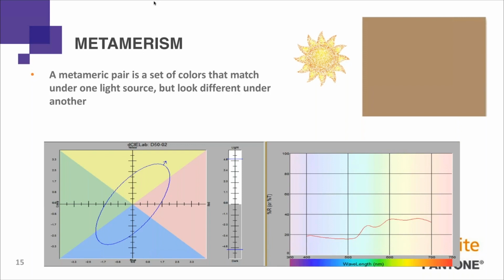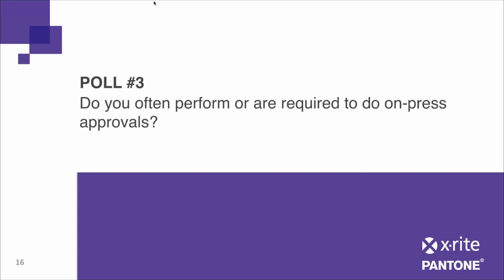In the graphic at the bottom, we've got it plotted on the left side in the LAB color space, and on the right side a spectral curve that represents that color. If I change the lighting, the illuminant condition, and I measure this under cool white fluorescent, I can see that the LAB value is actually still pretty close. But when I put the cool white fluorescent on this, I get a different look, and you can see the differences between the two.